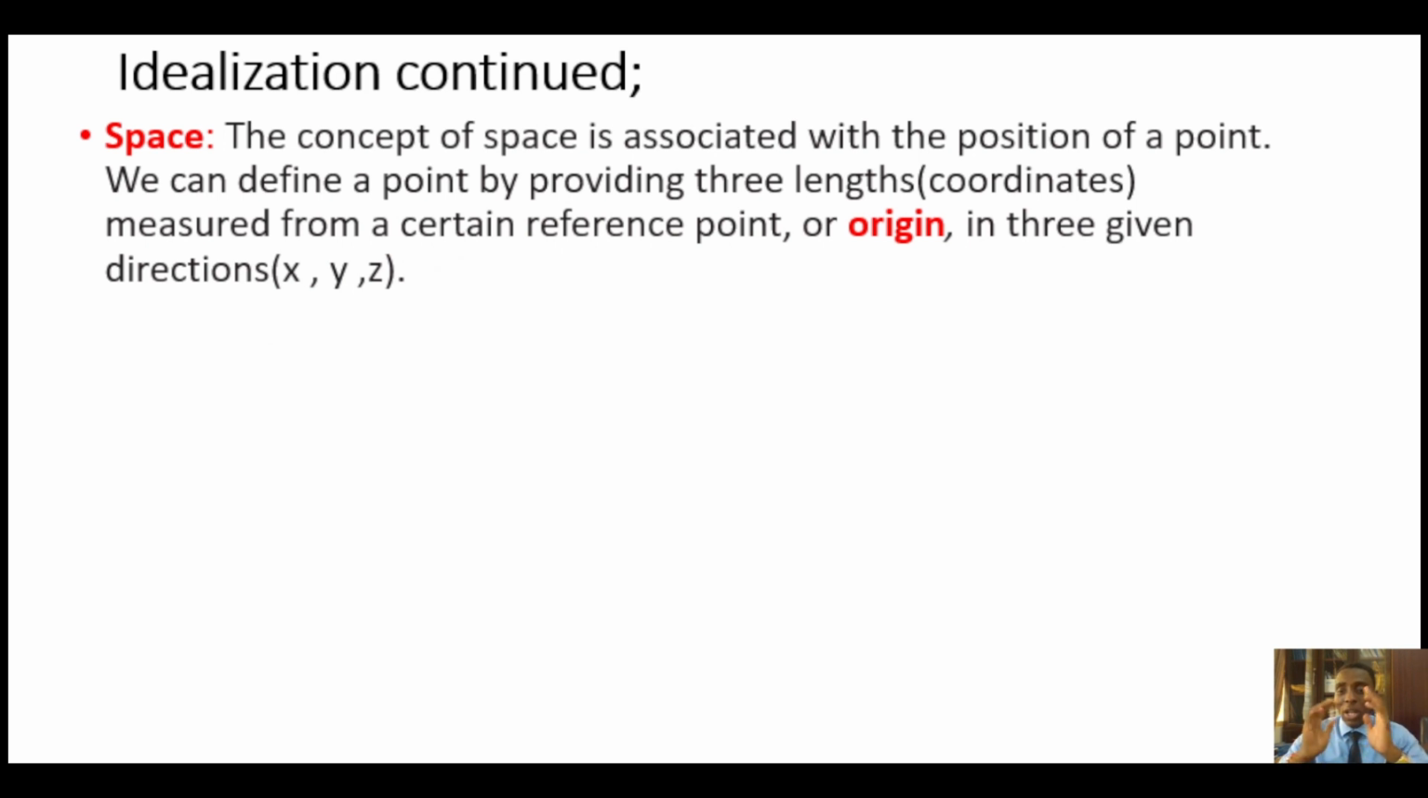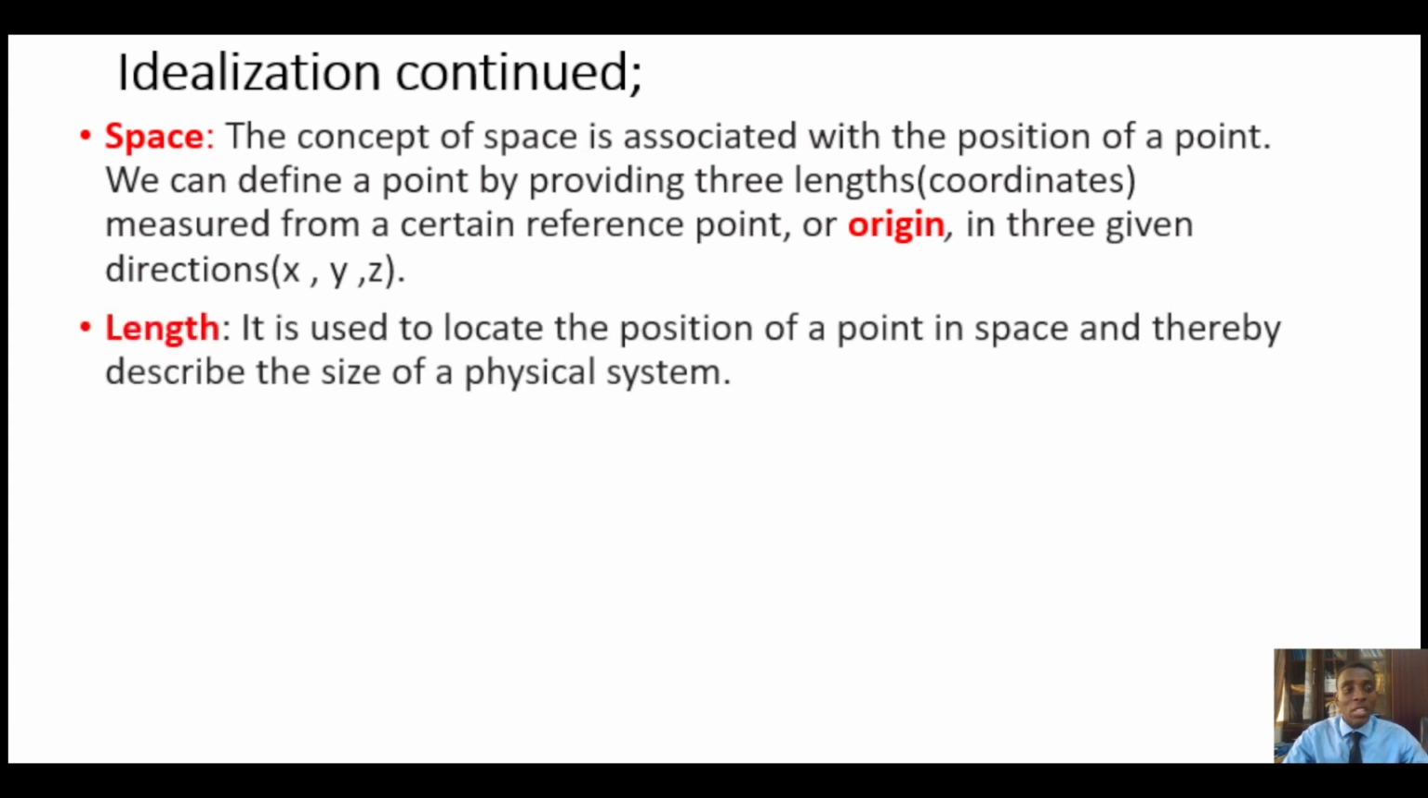And so space that we are talking about is what we have around us. That is the three dimension. So you measure x coordinate, y coordinate, and z coordinate. When we put them together, we have space or three dimension. Length is what helps us to describe space, and so it is used to locate the position of a point in space.